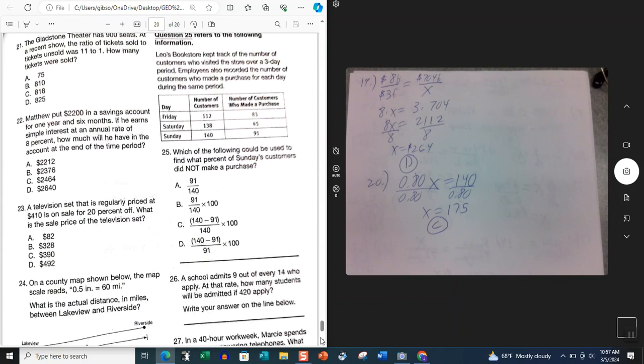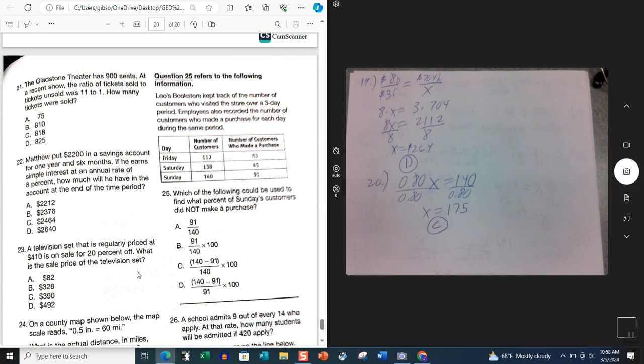Now we come here to problem 21. It says the Gladstone Theater has 900 seats at a recent show. The ratio of tickets sold to tickets unsold was 11 to 1. So you sold 11 tickets to 1 unsold. How many tickets were sold? Okay, they had 900 seats. Okay, the ratio of tickets sold to tickets unsold was 11 to 1. How many tickets were sold?